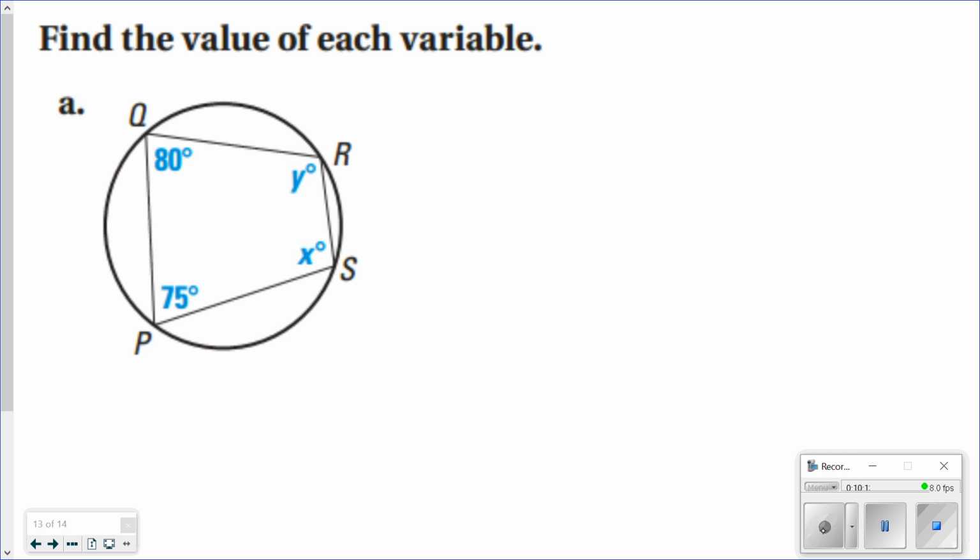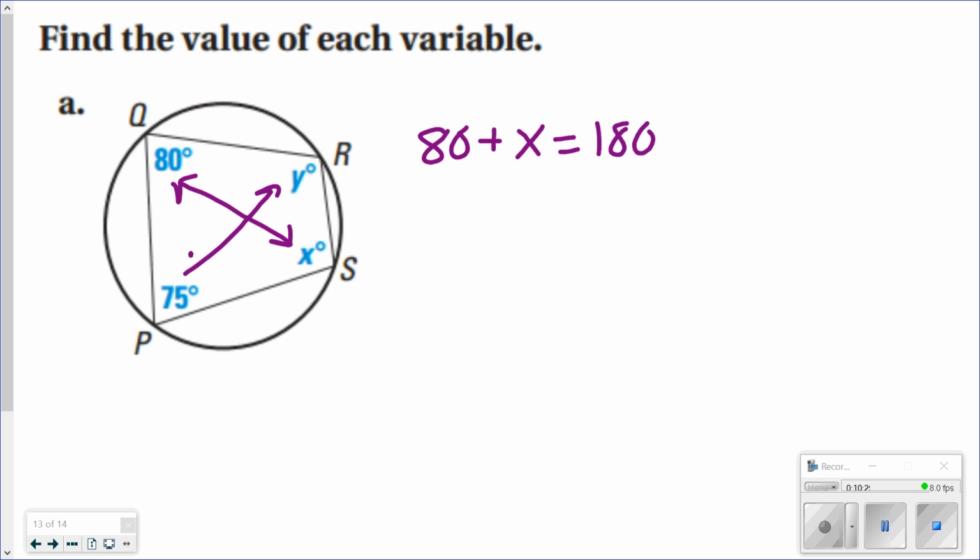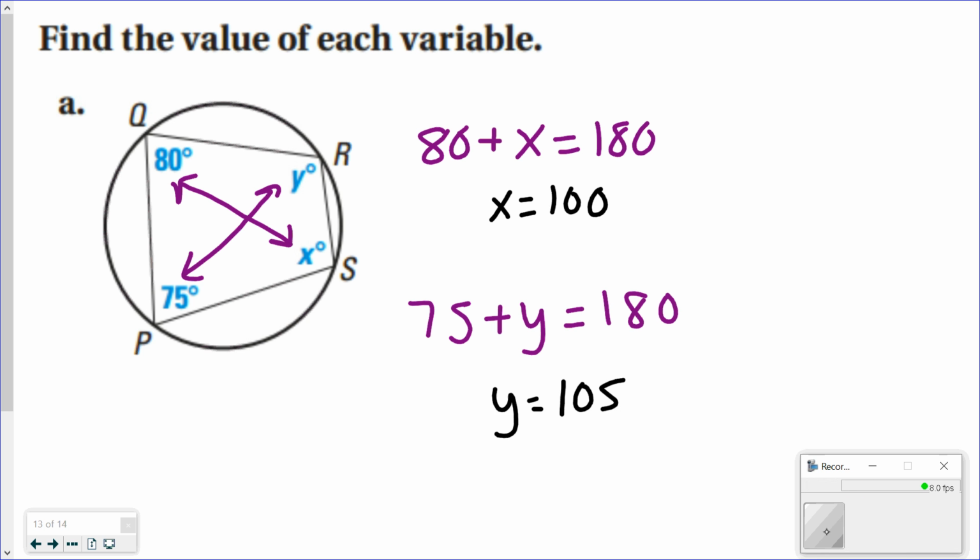So if we wanted to find the value of x and y, we know that these two angles, Q and S, are supplementary, meaning that 80 plus x is equal to 180. And we also know that angle P and angle R are supplementary, meaning that 75 plus y is equal to 180. So what do we get for the values of x and y? Well, by using simple algebra, we find that x is equal to 100 and y is equal to 105. To double check this, just plug those values back in and you better get 180.